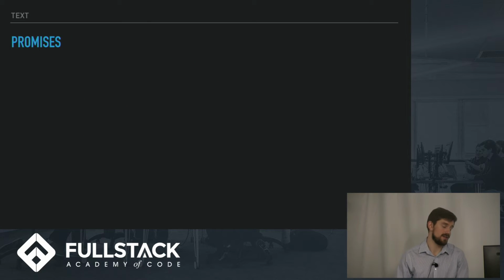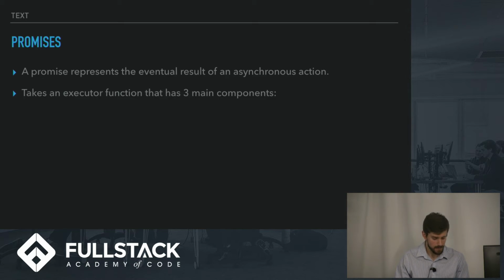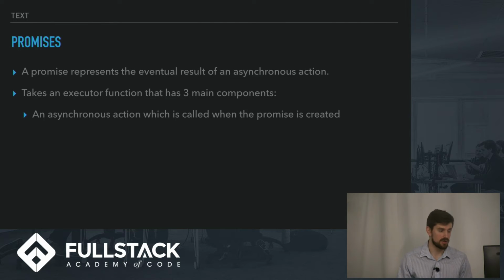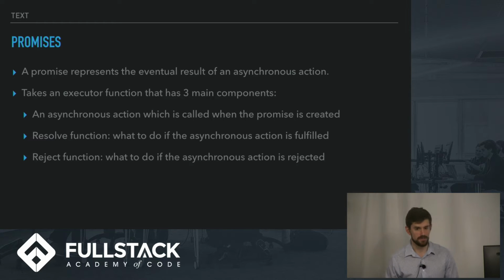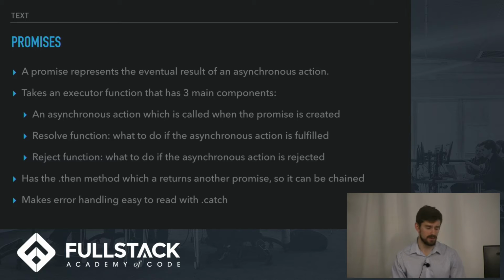And there is, and it comes in the form of promises. So we know that promises represent the eventual result of an asynchronous action. Basically, promises guarantee that an action will either fulfill or reject, and they have three main components. There's the asynchronous action, which is called and performed when the promise is created, and then there's these two resolve and reject functions, which basically tell the promise what to do in the event that the action is fulfilled or rejected. And it gives us these useful methods like .then, which is going to return another promise, and then we can chain these promises and manipulate the values that we get from them. And we also have easy error handling with our .catch method.